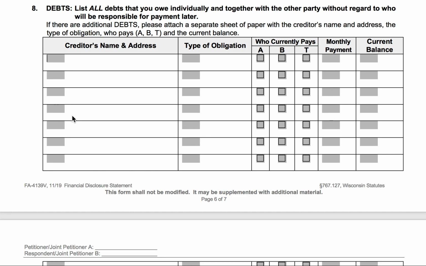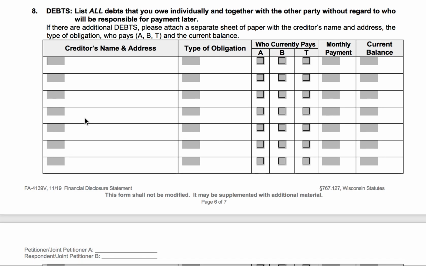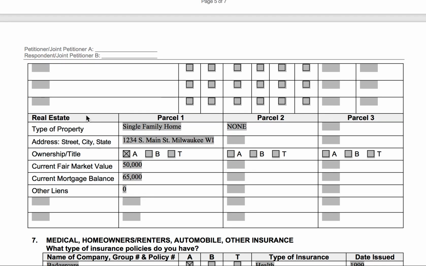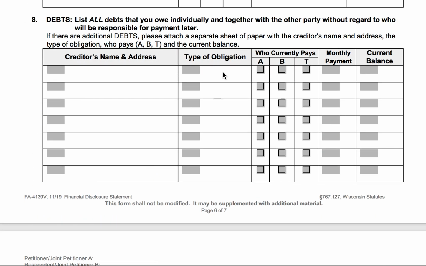Mortgages, back taxes, car loans, student loans, credit card debts, medical debts, personal loans, payday loans, pretty much anything with loan in the title, loans from a friend or family member, all that sort of stuff is going to go here. And it doesn't matter if we've listed it somewhere else already. So those of you who've been watching all of these videos may remember that in the previous sections, we listed Jane's mortgage balance up here. We're still going to list the mortgage down here as well.